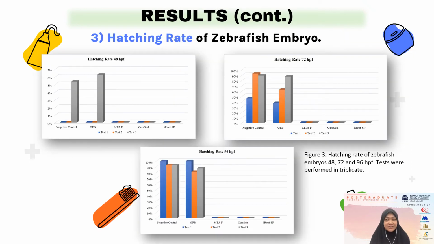Furthermore, here are the results for the hatching rate of zebrafish embryo. We can see in the Gutaflow Bioseal group, the hatching rate of zebrafish embryo increased at 48 hours post-fertilization and at 96 hours post-fertilization. More than 80% hatching rate was observed. Hatching that takes place between 48 and 72 hours post-fertilization indicates effective development of the embryo into larvae.